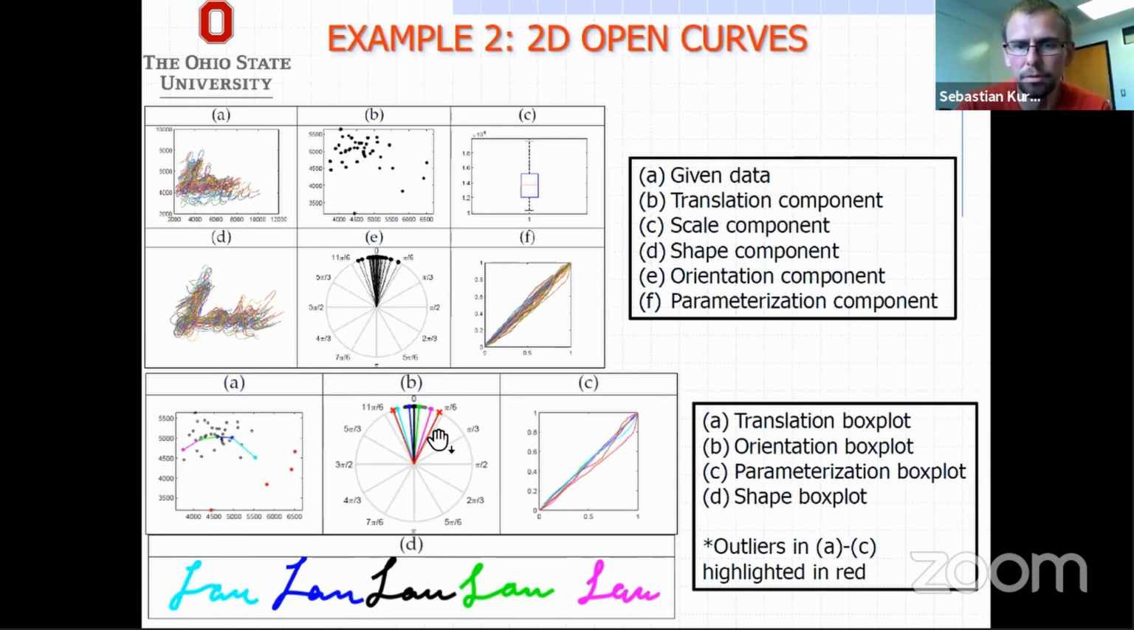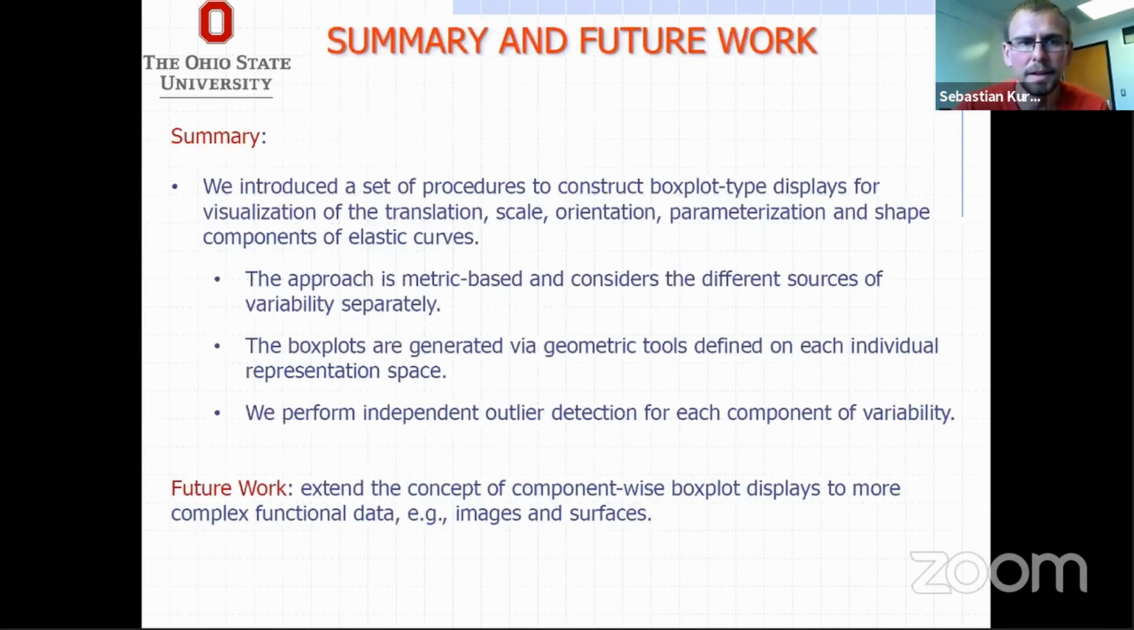Here we flag two outliers in rotation, some outliers in translation, and then in the bottom you can see the shape box plot again, where the variation is quite natural, right? In this first letter here, we see that this loop expands, this loop contracts, and then there are some other deformations in the other letters.